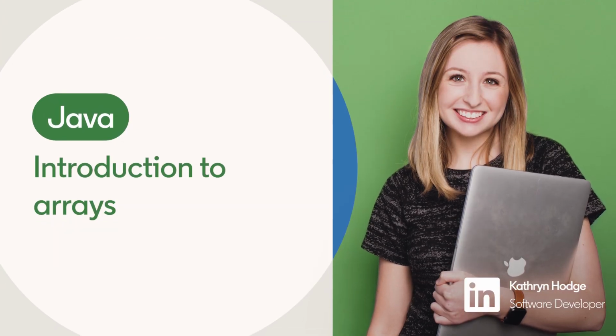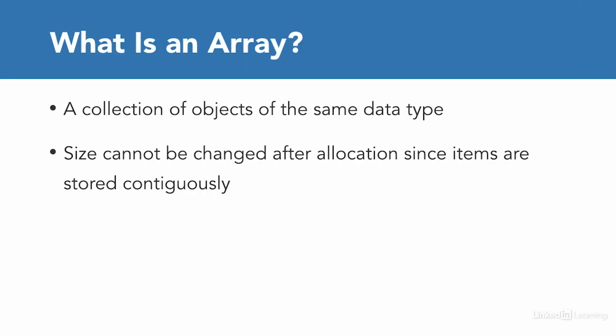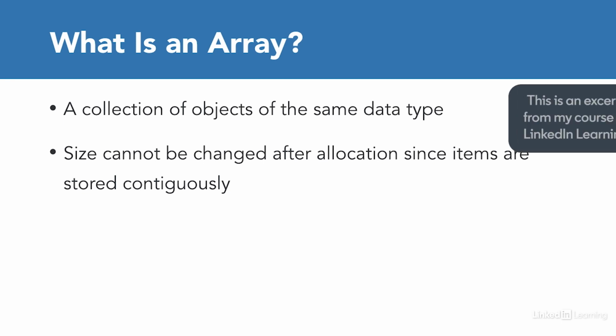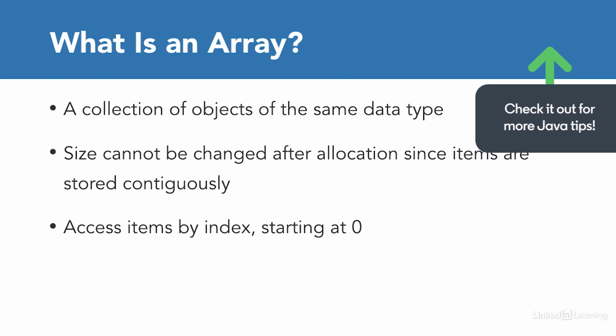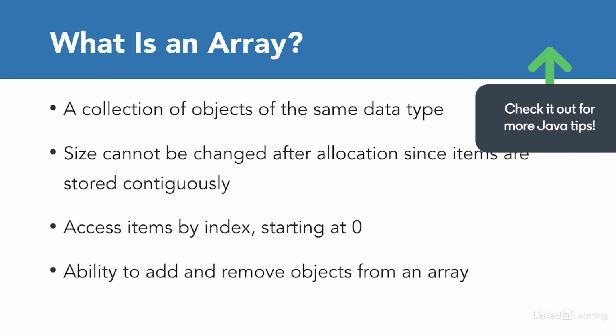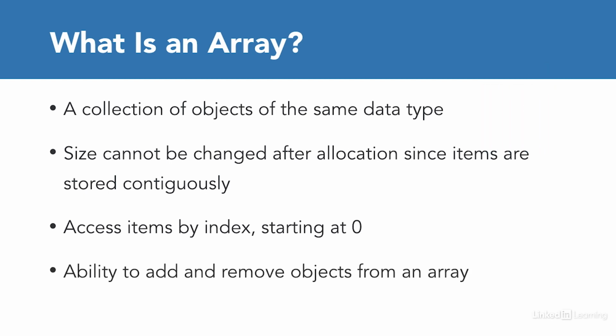An array is a collection of objects of the same data type, and its size cannot be changed after it's allocated since its items are stored at contiguous locations in memory. Each object in the array is accessed by index, starting at 0, and there are specific ways to declare, allocate, initialize, add, and remove objects to an array.